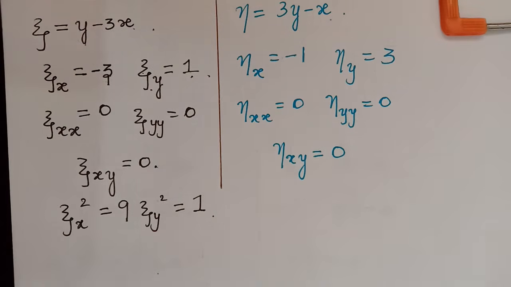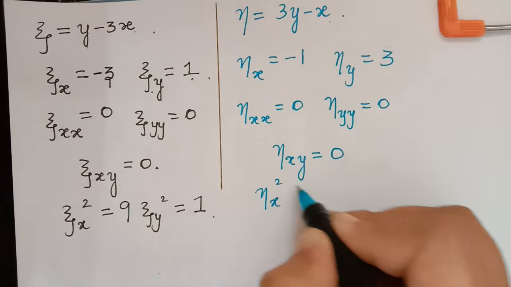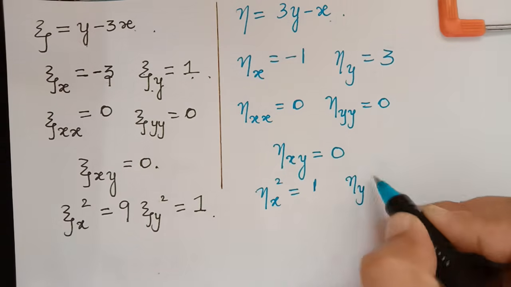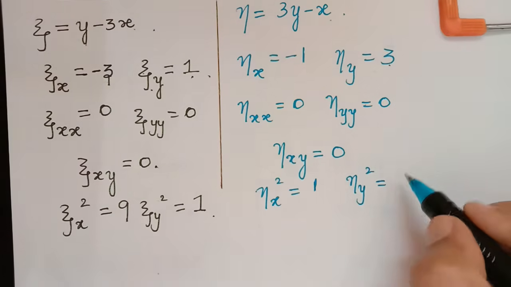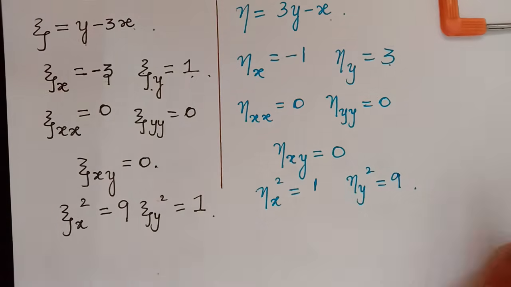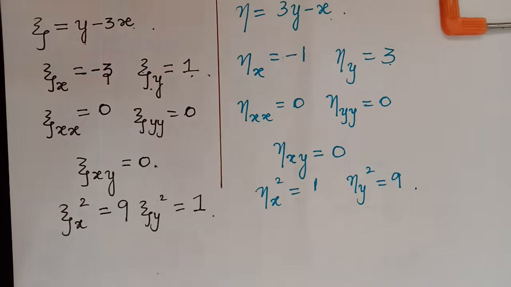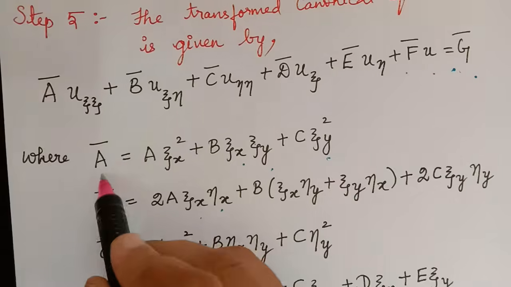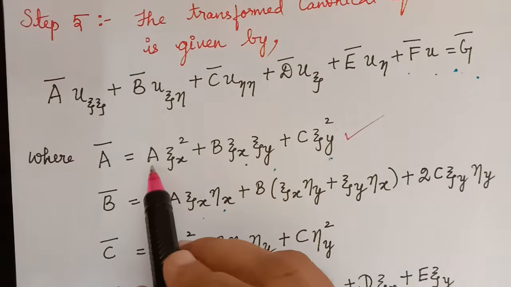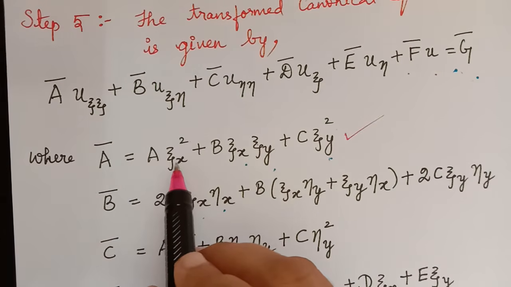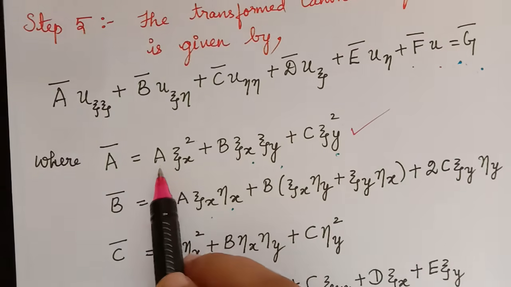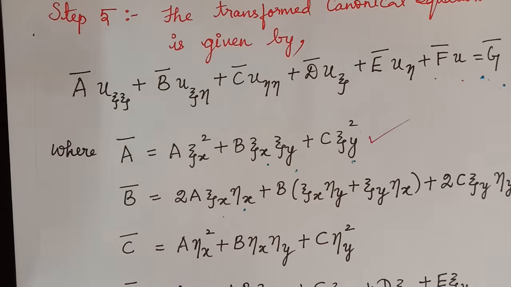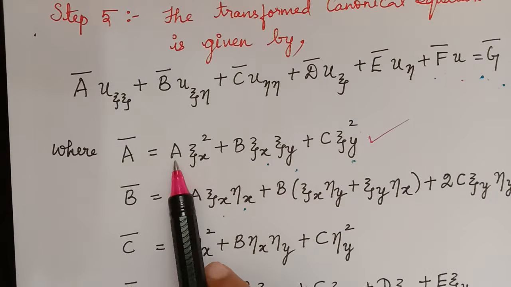In a similar way, we also have ηx square, which is equal to the square of this, which is 1, and ηy square, which is equal to the square of this, which is 9. And so we have obtained this now. Now we shall substitute all these values here. So first we shall obtain a bar. So what is a bar? Capital A multiplied by ξx square. So what is capital A? Previously we have evaluated, and we obtained capital A to be equal to 3. So that we have to substitute.